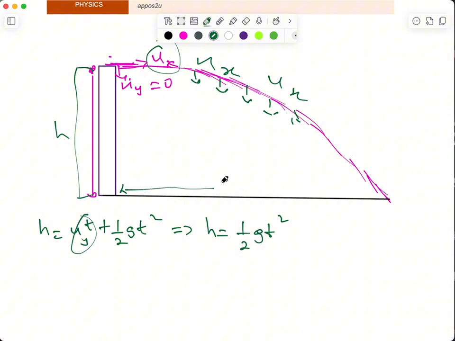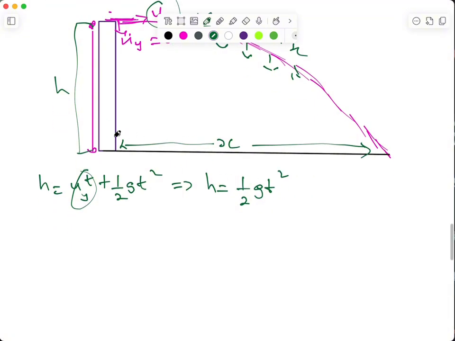Let's call this distance x. The same time it takes to fall through this height is the same time it will take to cover this. This is the horizontal component, and since the horizontal component is constant, s equals ux multiplied by t. Now, you know that these two t's are the same thing. So I can easily substitute this into this equation. What I'm going to have now is that x equals ux multiplied by t.